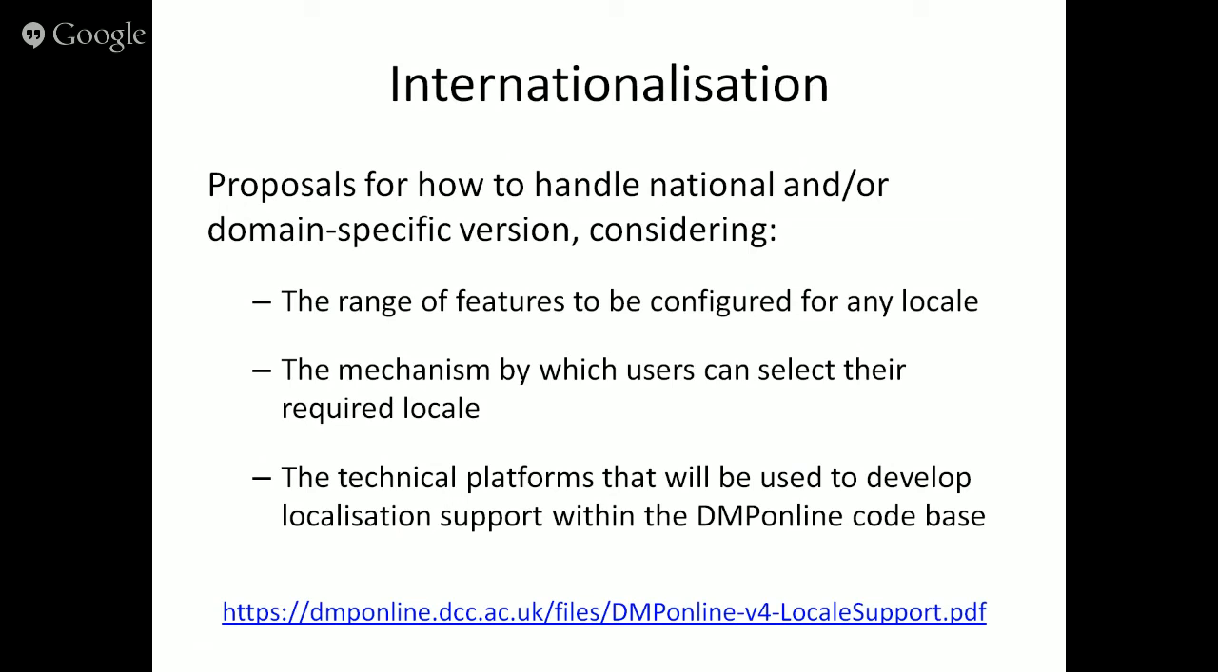One of the things we're recommending is having specific URLs, so having dmponline.dcc.ac.uk/ whatever the locale is, so NL for the Netherlands, or it may well be a domain-specific version like Elixir to have a life science version of the tool. So that's one way we could direct users to specific content.